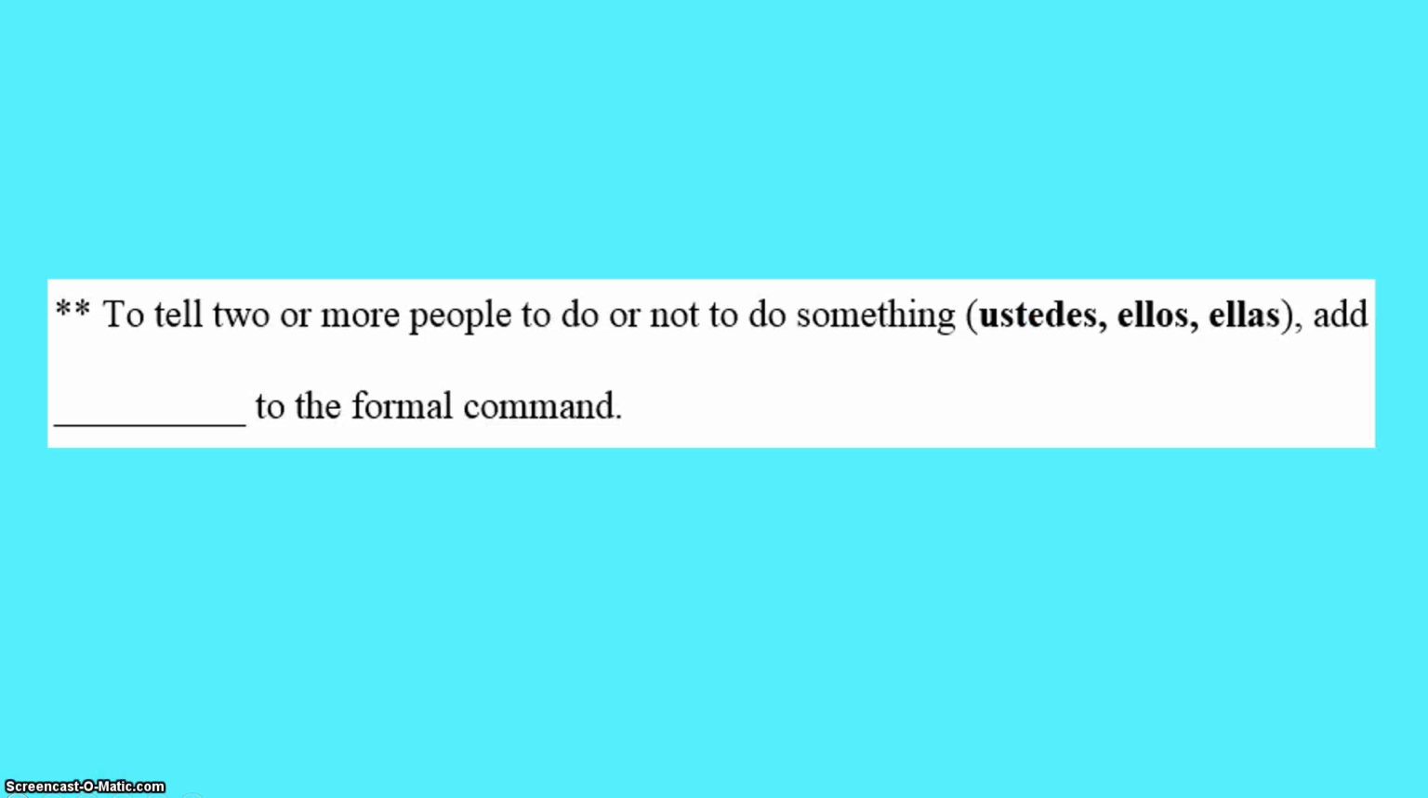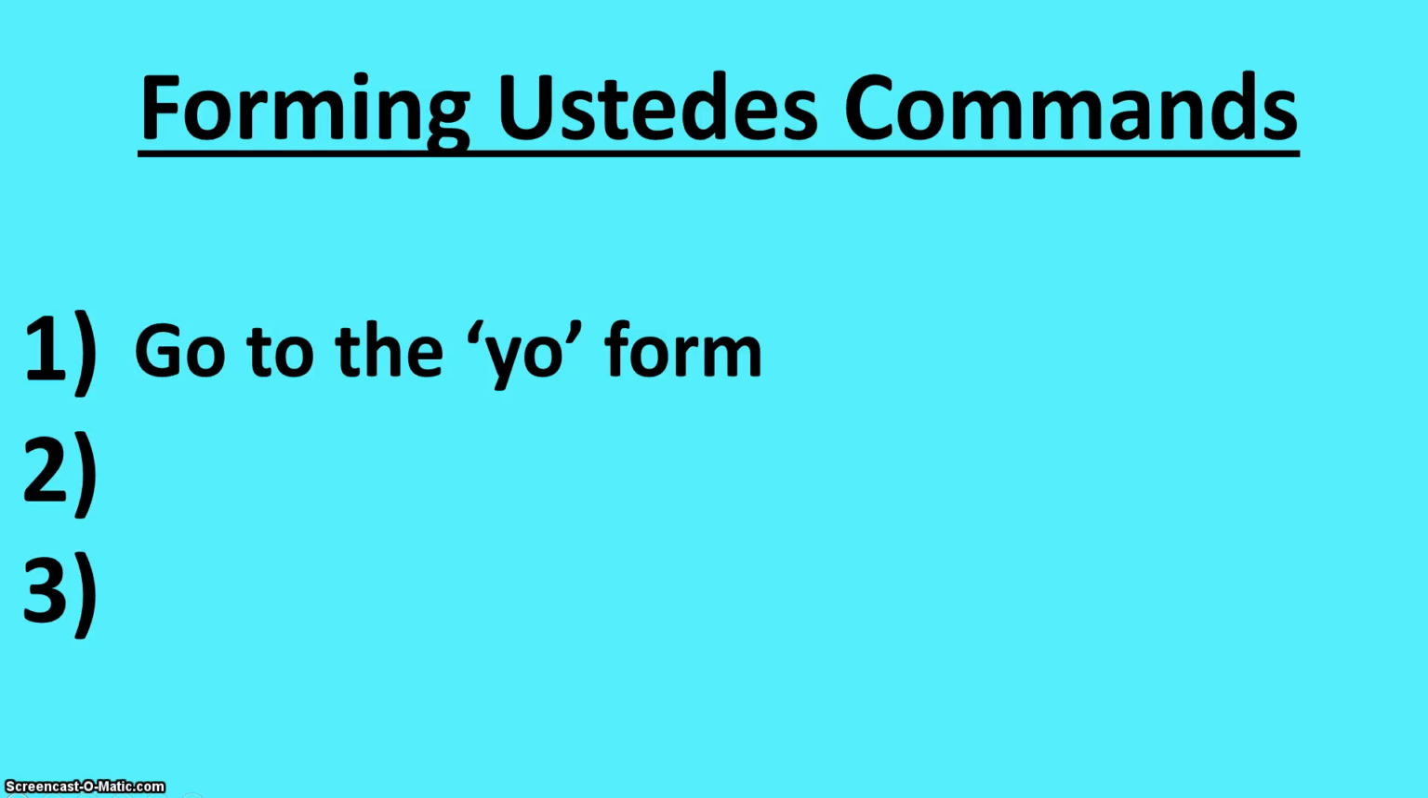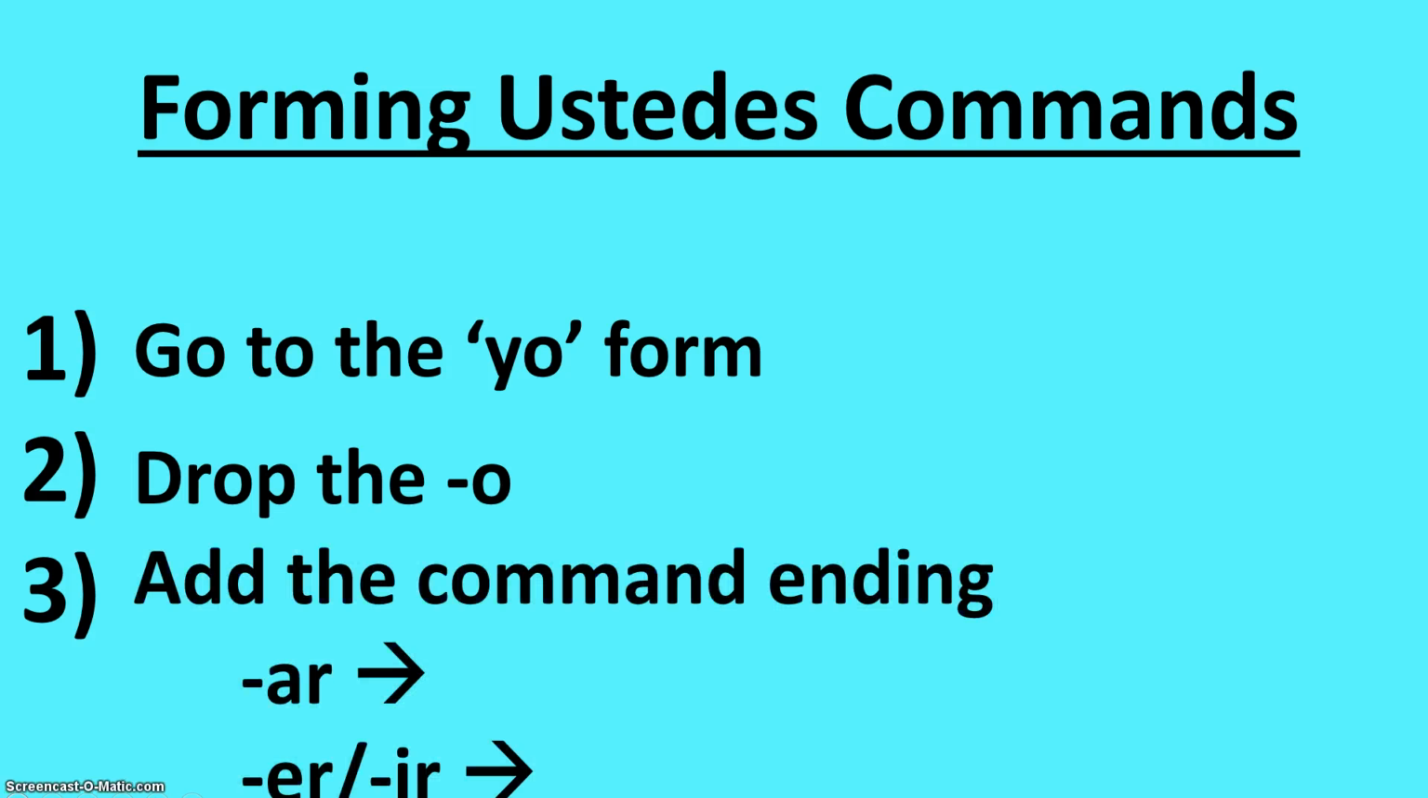Now let's move on to ustedes commands. To tell two or more people to do or not to do something, which is like the ustedes, ellos, ellas form, you're going to add the letter N to the formal command. Let's break it down a little bit more. Forming ustedes commands, you're going to want to go to the yo form, drop the o, and then add on your command ending. For AR verbs, it's going to be EN, and for ER/IR verbs, it's going to be AN.